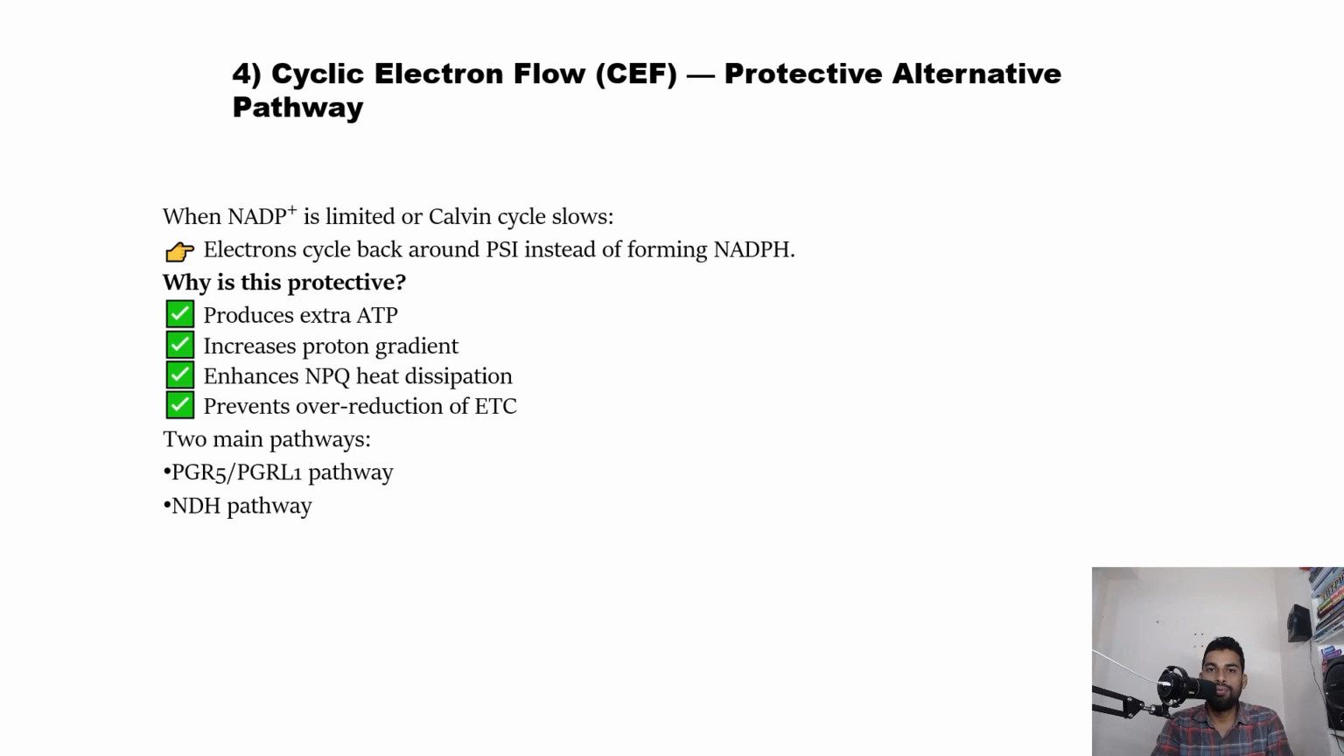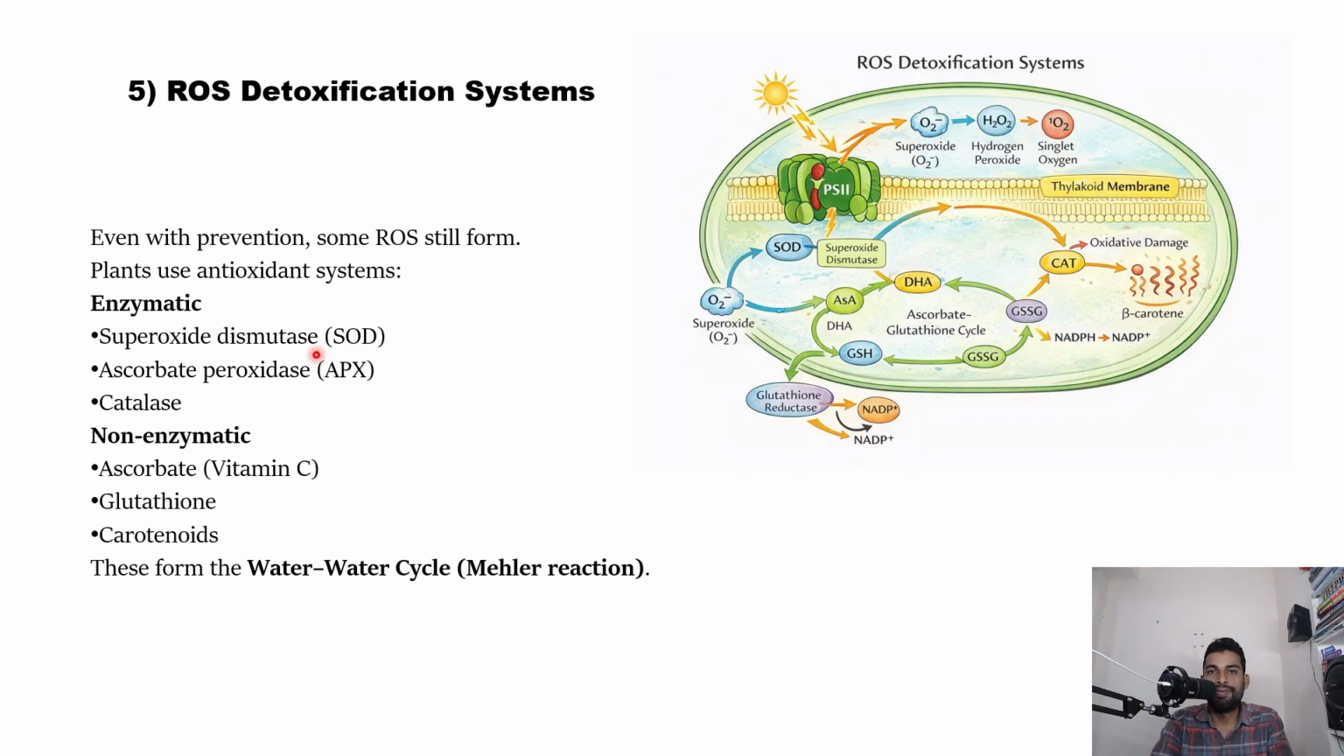Let us go to the next slide. Now let us see the fifth point, ROS detoxification systems. We know that. What is ROS? Superoxide, hydrogen peroxide, singlet oxygen. Okay. So they should be removed from the photosystems because they form more acid. So they should be removed from the thylakoid. Okay. Let us come to the theory part.